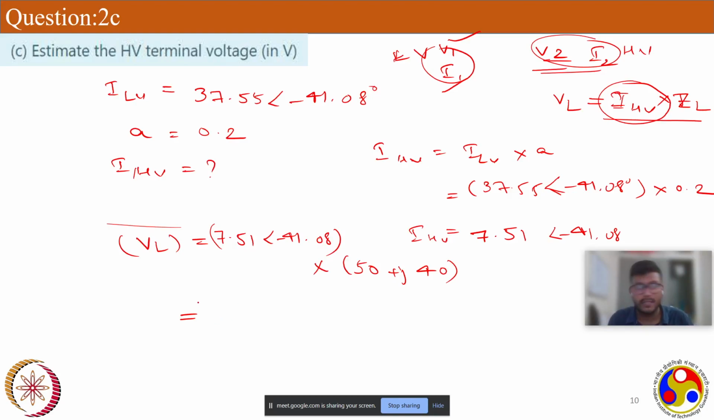It all depends on the decimals, like how accurate we are calculating. Previously we got 37.55 at minus 41.08. It's not that accurate. If we take three or four decimals, this decimal point will change. So don't worry about that. We will be provided a range of answers for the answers we are giving in the assignments. Yeah, 480, right? 480.87 at an angle of minus 2.42 something. Is that correct? Yeah, it should be okay.